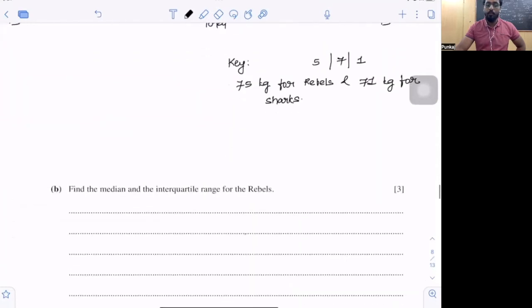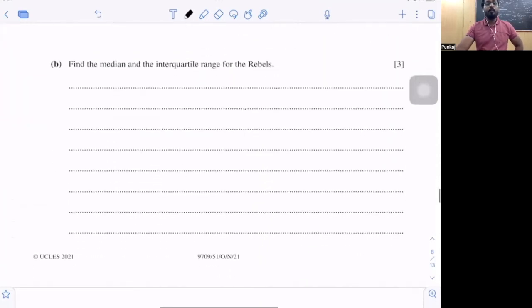Let's very quickly move on to part B. Now in part B, what is asked? Find the median and the interquartile range for the rebels. I'm pretty confident that you already know what a median is, right? Median is the exact central value of the data. And for which data is the median asked? For the rebels. So I want to find the median for the rebels and the interquartile range. That means I need to find the quartiles.